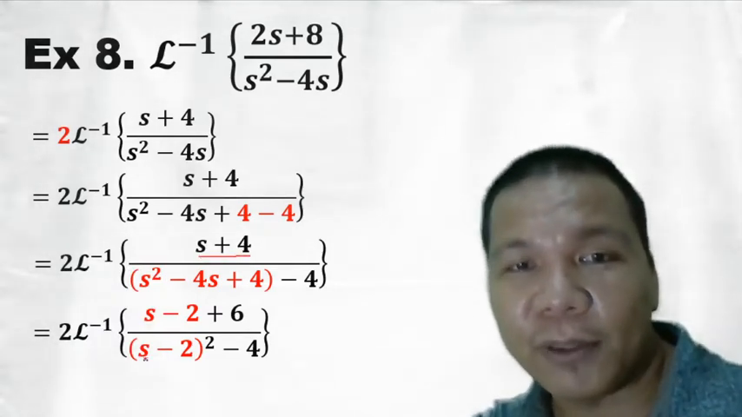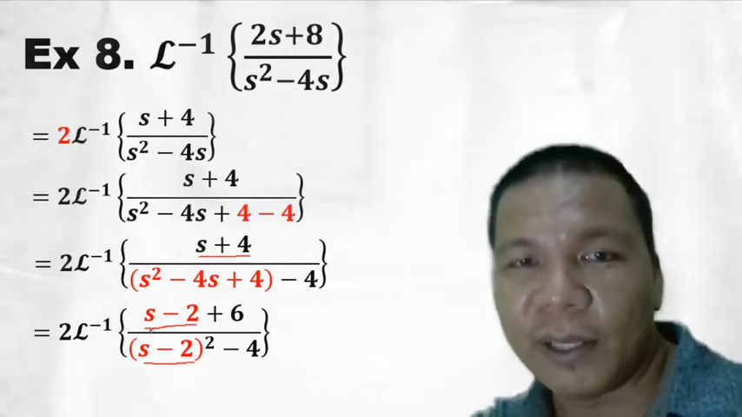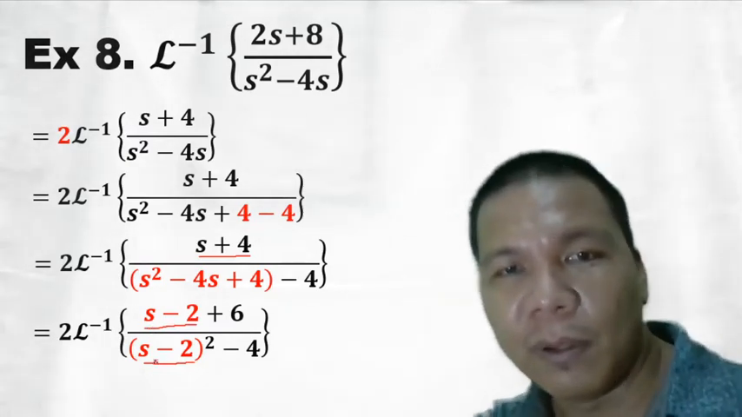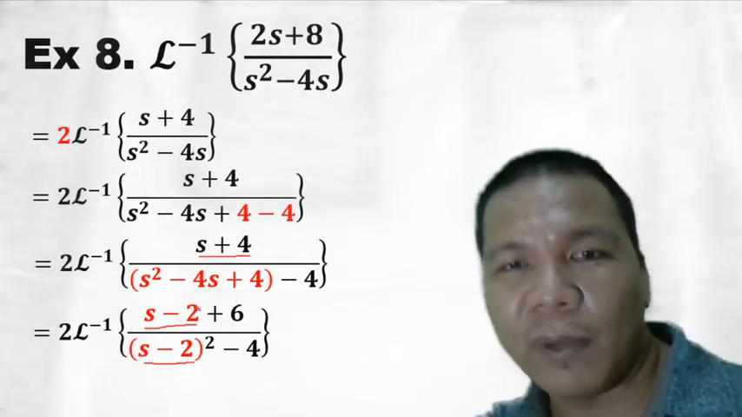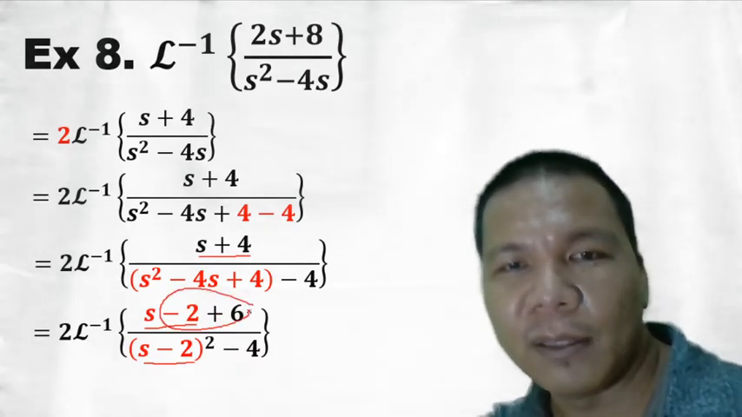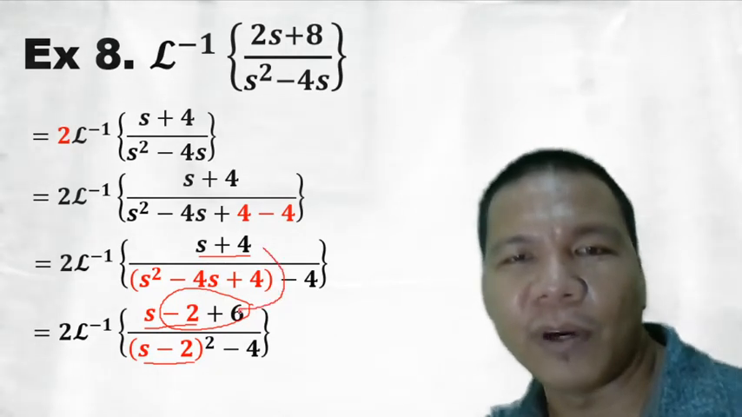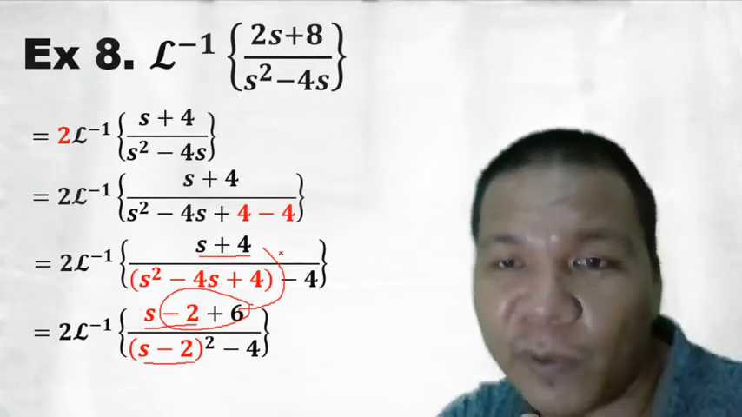But we need to balance your numerator by the same amount of shift. That is why your s in your numerator is subtracted by 2, just like in your denominator. Then when it is subtracted by 2, I added 6 so that this will be equal to 4. Minus 2 plus 6 is just equal to 4. So the purpose of that is because we are going to separate the two fractions.